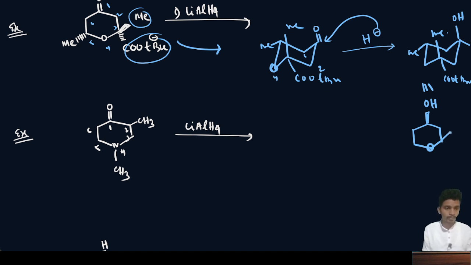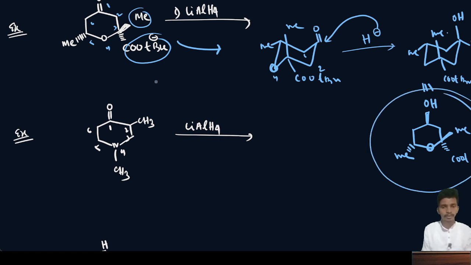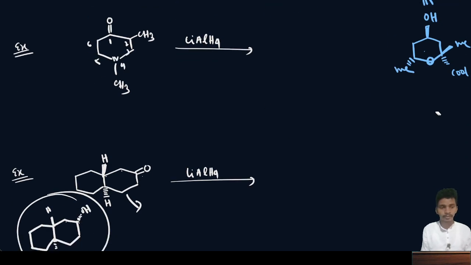And here we have the methyls above and below, so we have this CO butyl, and we have these methyl groups. So this is the final answer for this question. Now we will move to the next question. I'll erase this. For this question, again nitrogen is there, but still it is a cyclohexane, so convert into a chair form.